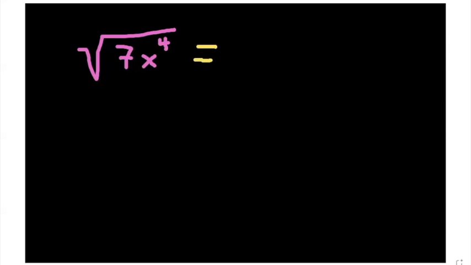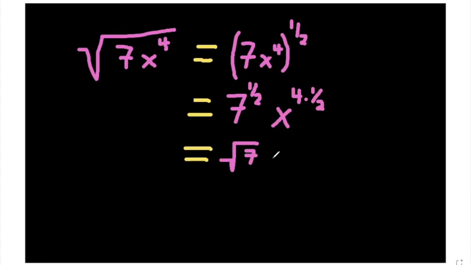If we are taking the square root of 7 times x raised to the fourth, then we rewrite the square root as the expression raised to the 1/2 power. This is 7 raised to the 1/2 power times x raised to the 4 times 1/2 power. This simplifies to square root of 7 times x raised to the 2.